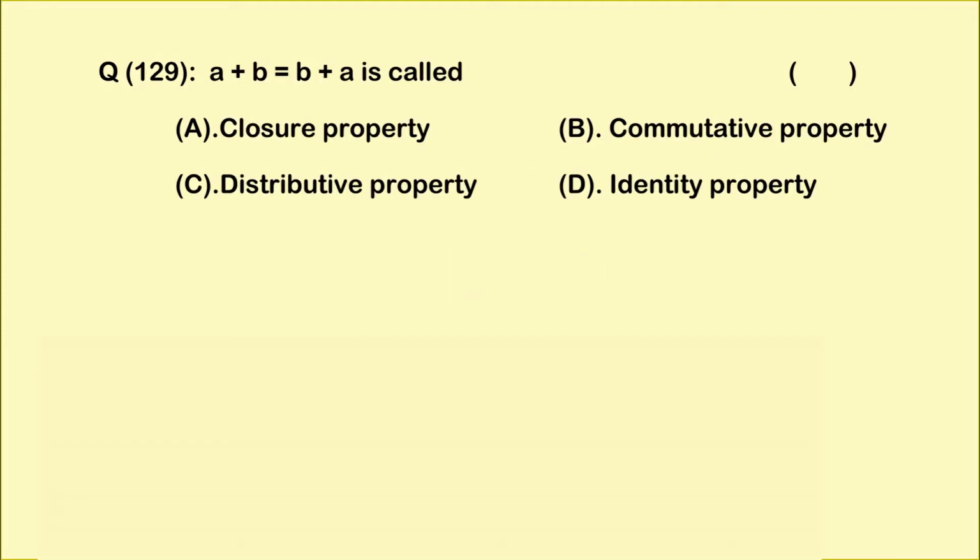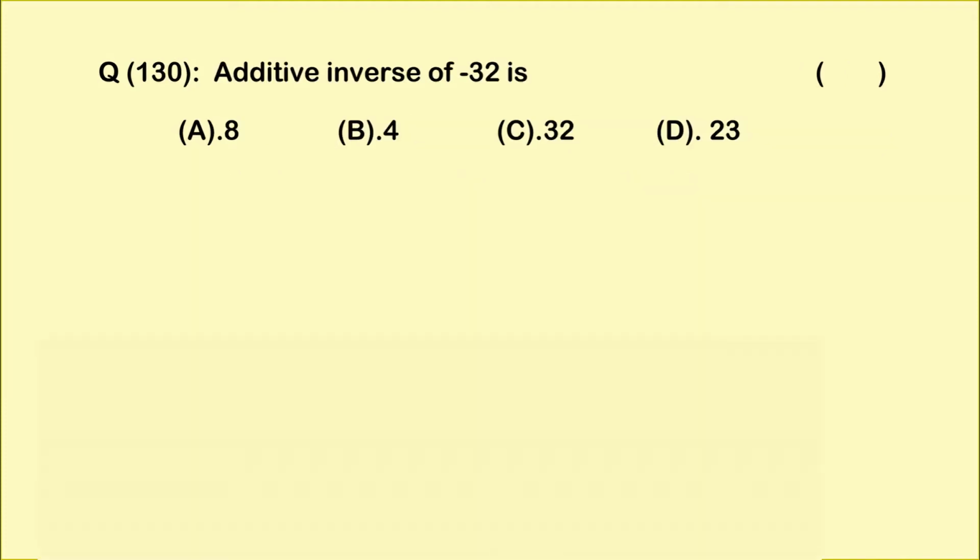Question number 129. A plus B is equal to B plus A is called, the property is said to be commutative property. So the right answer is B. Question number 130. Additive inverse of minus 32 is. So if we add minus 32 with 32 we will get 0. So the additive inverse of minus 32 is 32. So the right answer is C.